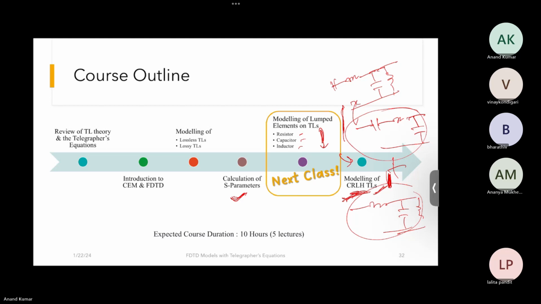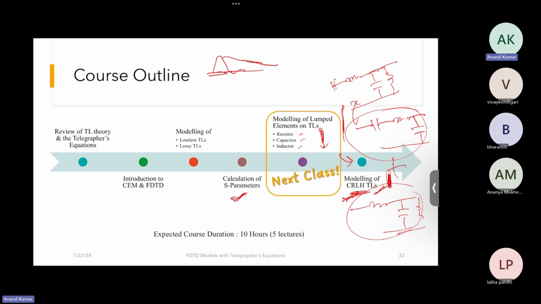And then, Prof, last question. We only dealt with lossless transmission lines. What happens in the case of lossy transmission lines? Okay, so for a lossy transmission line, if you send a Gaussian pulse, its amplitude will diminish and there will be some reflections. So those things will be there.